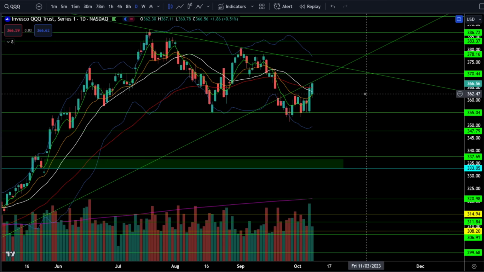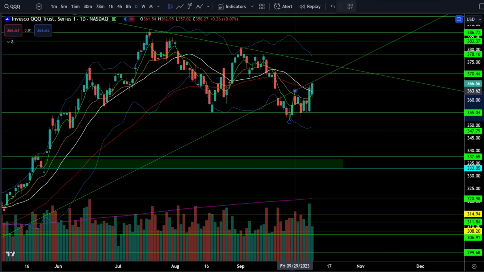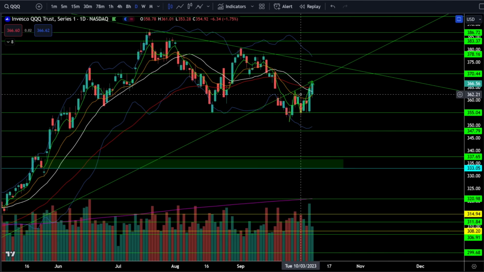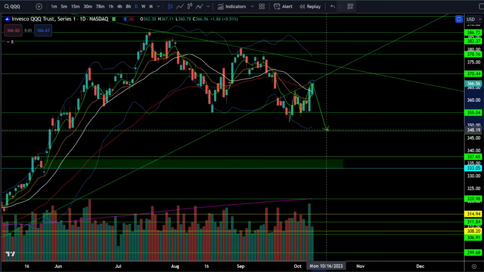On the NASDAQ 100 triple Qs, we were up 0.51% today, and the triple Qs do have the higher low into the higher high, which you can clearly see with the higher low bounce off of 355, and the higher high breakout on the break above the 360s. The only concern I have in the triple Qs is that we're retesting this breakdown in the trend line.